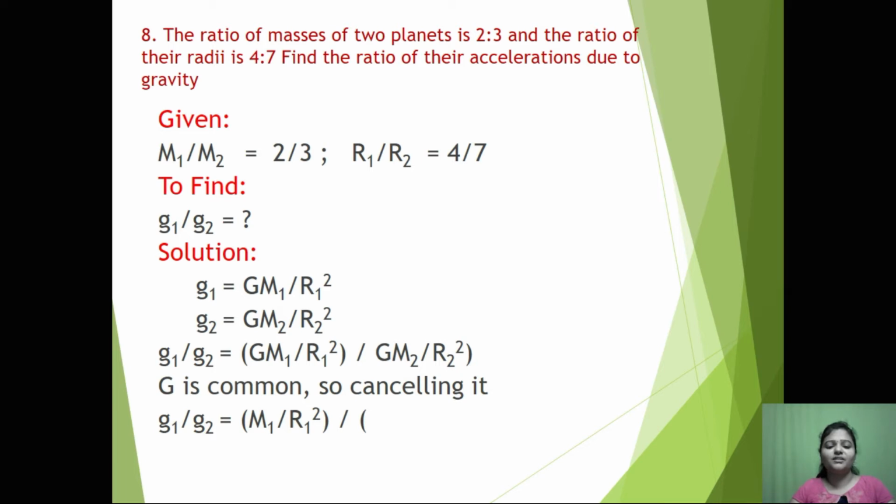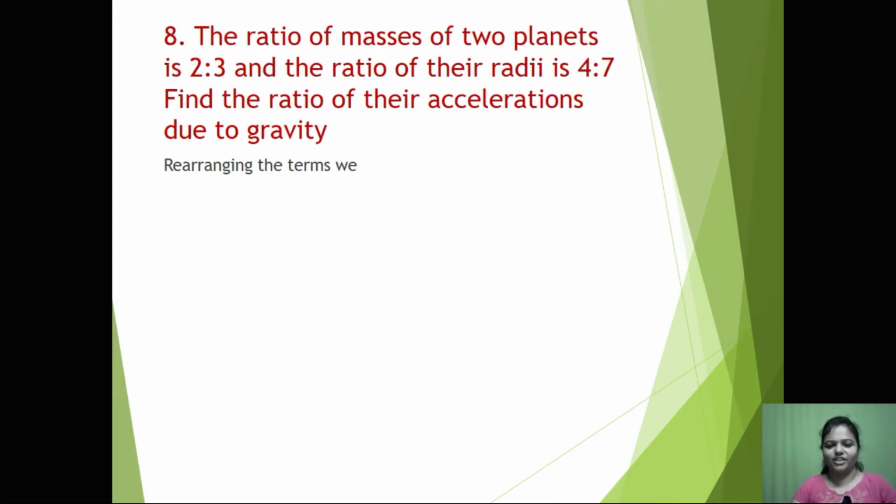Now we are going to bring this denominator to the numerator. So when we are bringing we have to take the reciprocal of the denominator. So g1 divided by g2 is equal to m1 divided by r1 square into r2 square divided by m2. Next step is just a rearrangement. g1 divided by g2 is equal to m1 divided by m2 into r2 square divided by r1 square. The next step is g1 divided by g2 is equal to m1 divided by m2 into r2 divided by r1 the whole square.